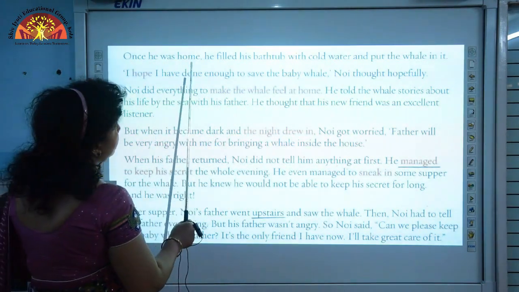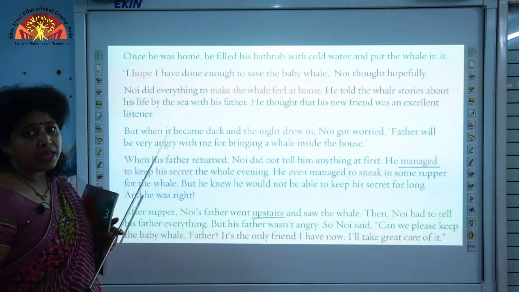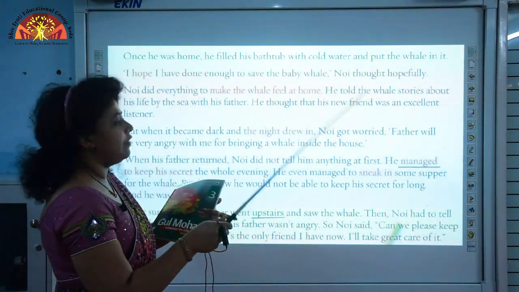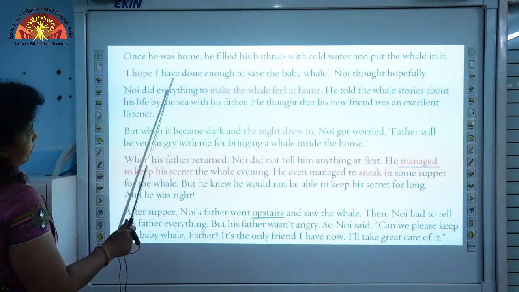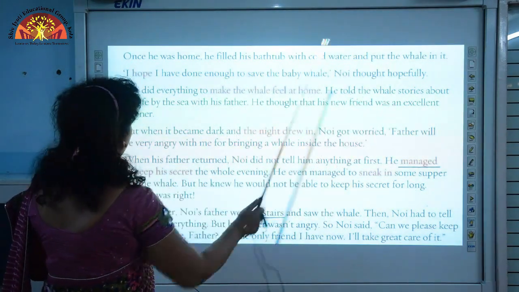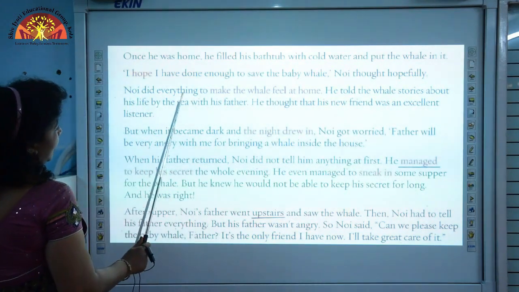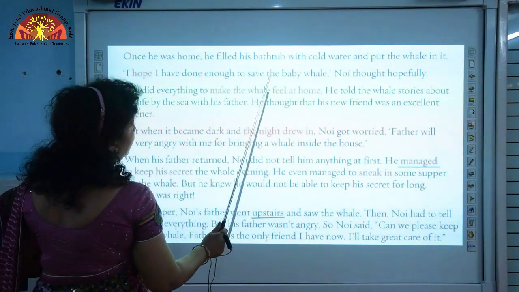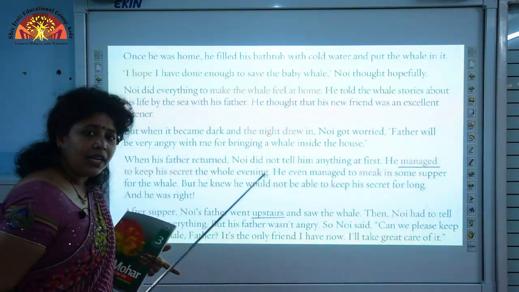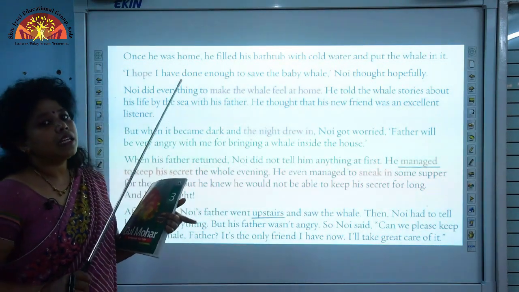He put the baby whale in his bathtub, filled it with cold water and put the whale in it. "I hope I have done enough to save the baby whale," Noe thought hopefully. Noe did everything to make the whale feel at home. That is, Noe did everything to make the whale feel comfortable.